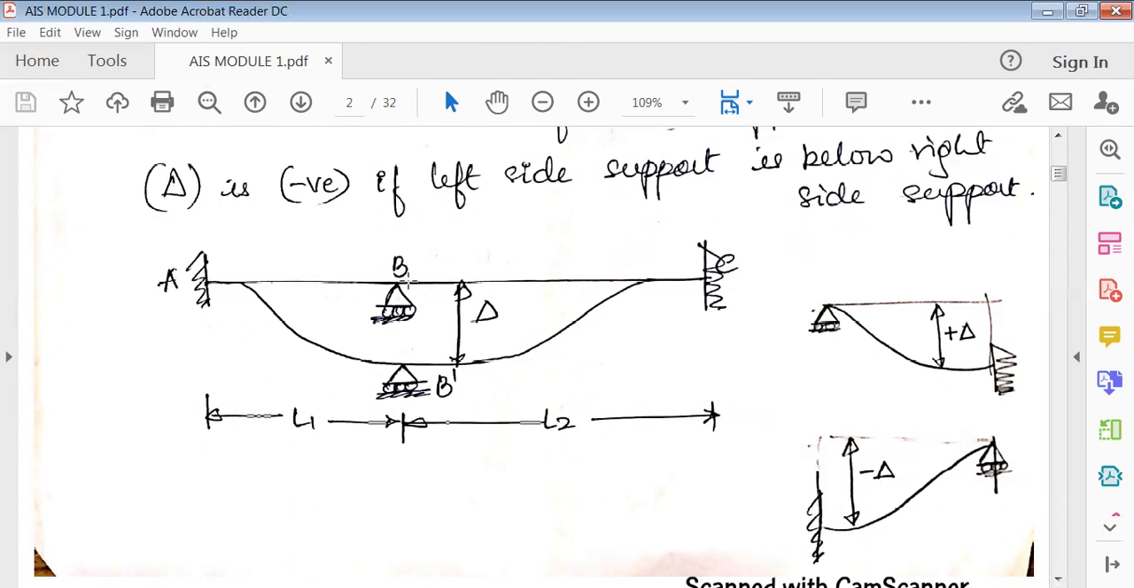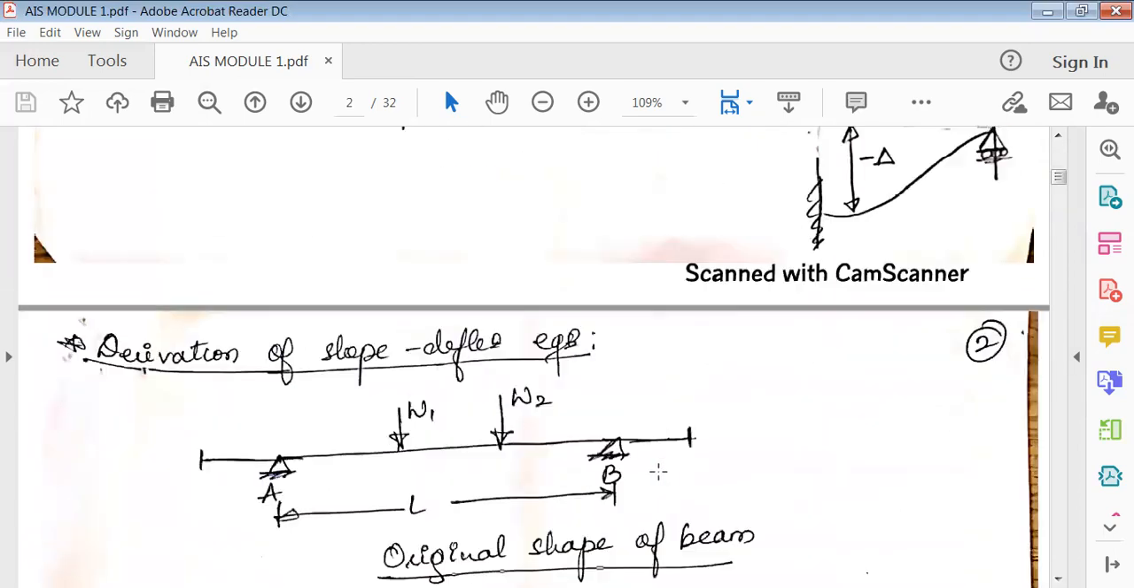Okay, the support changes position from original B to B dash. So this support is going down, it is sinking, it is settling, it is settlement happening. That's why you have to consider this extra delta here. So it is again simple. Remember just one thing: when the right support sinks, it is plus delta, the positive value. And when the left support sinks, it is minus delta.